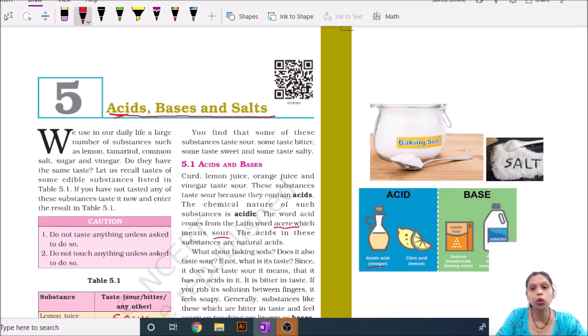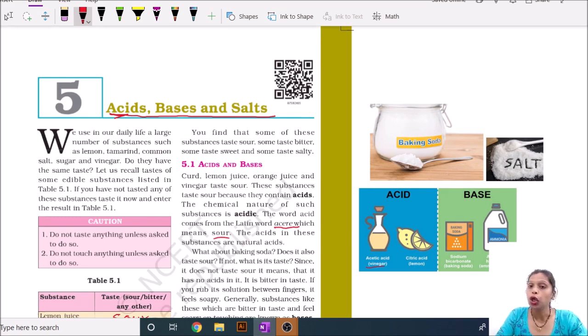Whereas whenever you touch baking soda, you feel a soapy effect on your finger. And whenever you taste baking soda, you feel that it is bitter in taste. This type of substance, which has a soapy touch and is bitter in taste, is called a base.